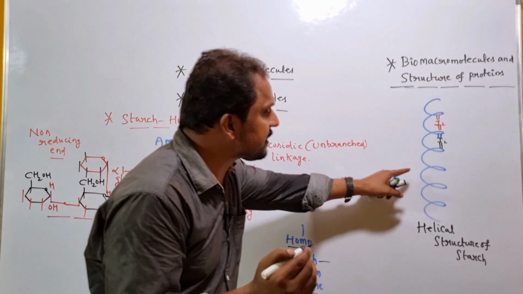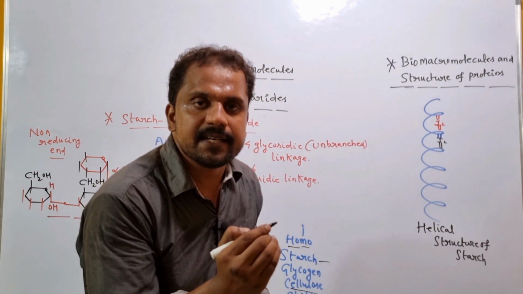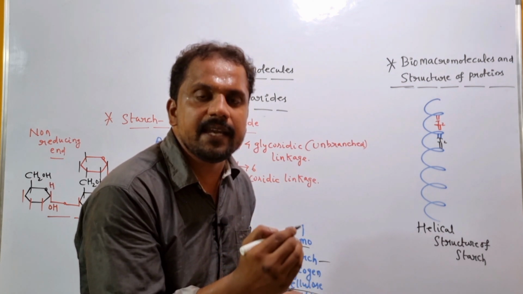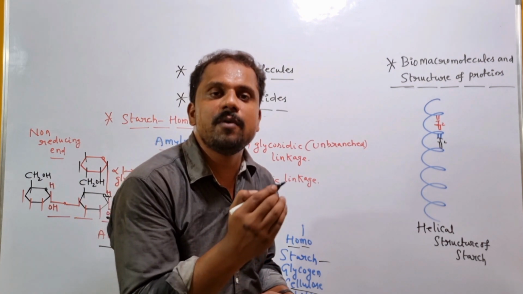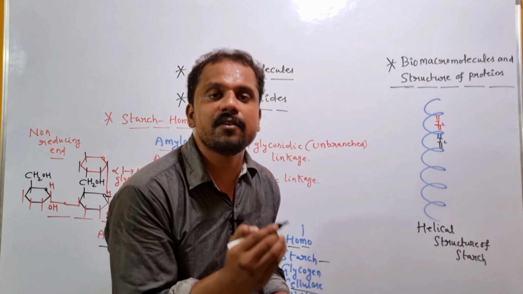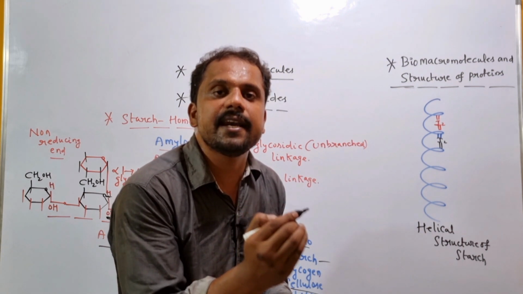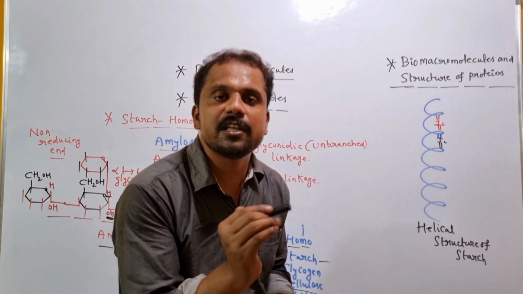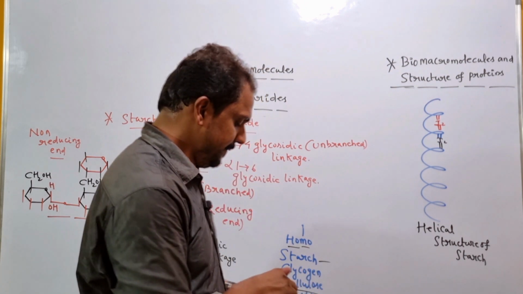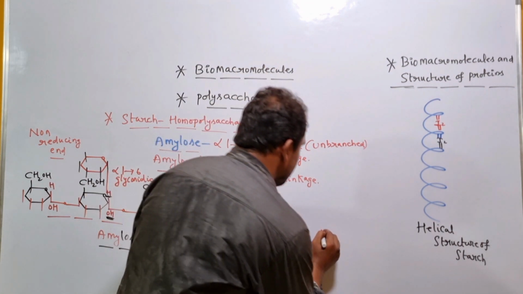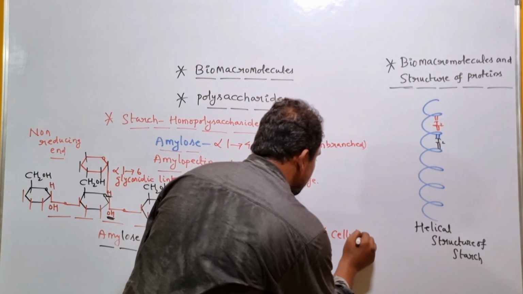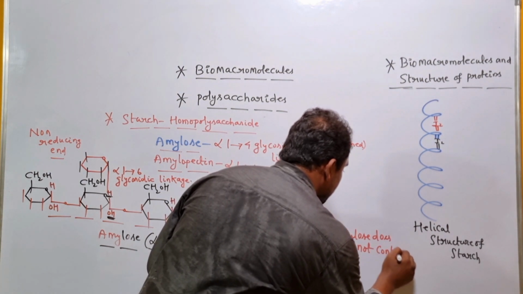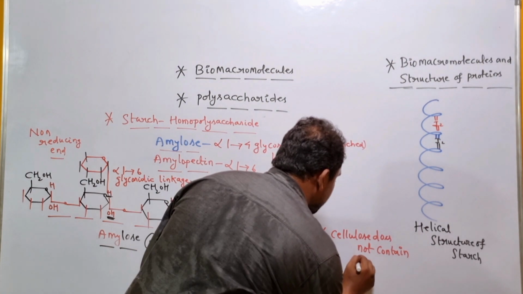Is it clear? The starch molecule contains a secondary helical structure, and to this secondary helical structure the iodine molecule successfully binds. But the cellulose molecule, though it is a homopolysaccharide, won't possess or contain the secondary helical structure. So that is the reason why the iodine molecule is unable to bind to cellulose. Is it clear? Cellulose does not contain helical structure.